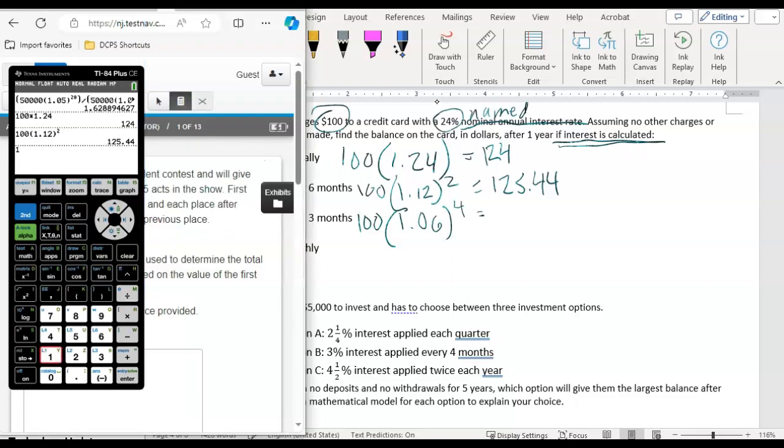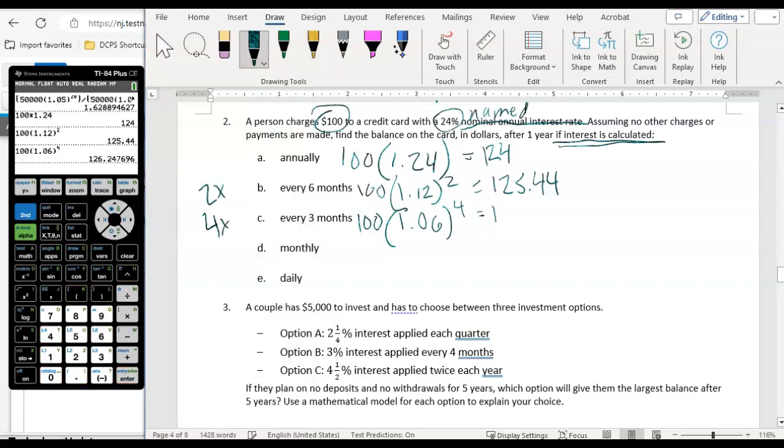And we should see a number that's slightly larger, right, if we did this correctly. And that's a good way for you to check, does that make sense? And I get 126.25. That looks great. It's just a little bit bigger.